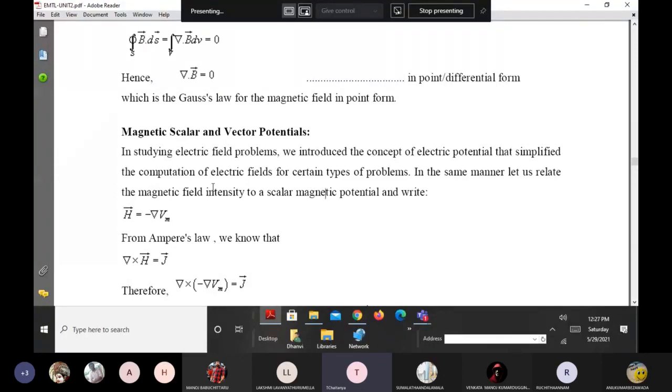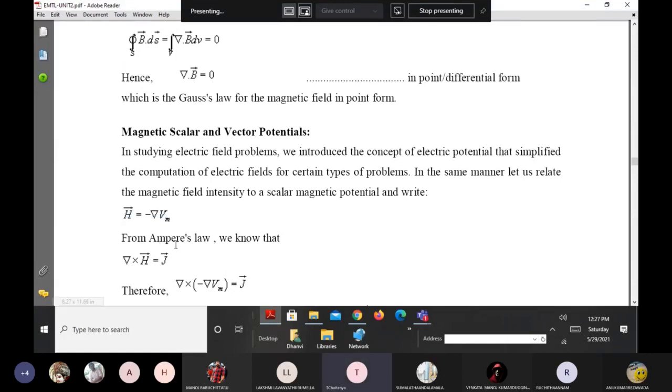V. So E equals minus del V. I think we have seen, right? In the same way, it can be represented as a scalar potential. So for the scalar magnetic potential, I can write the magnetic field intensity H bar equal to minus del V suffix M. This is an assumed equation which we have derived from the reference of electric field intensity to the electric potential.